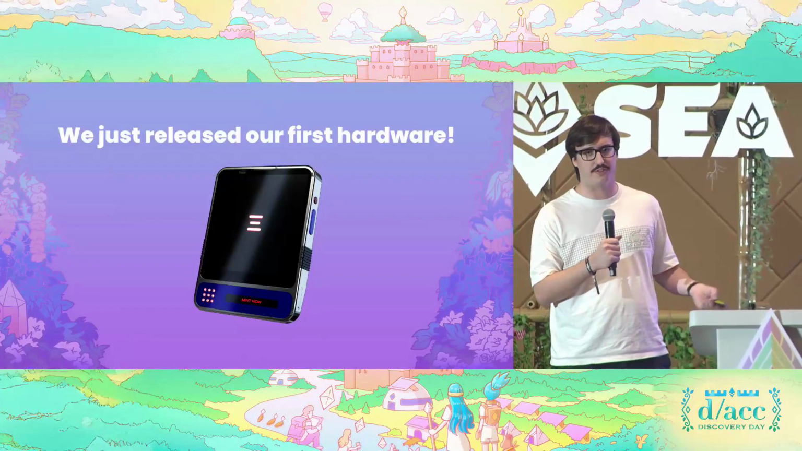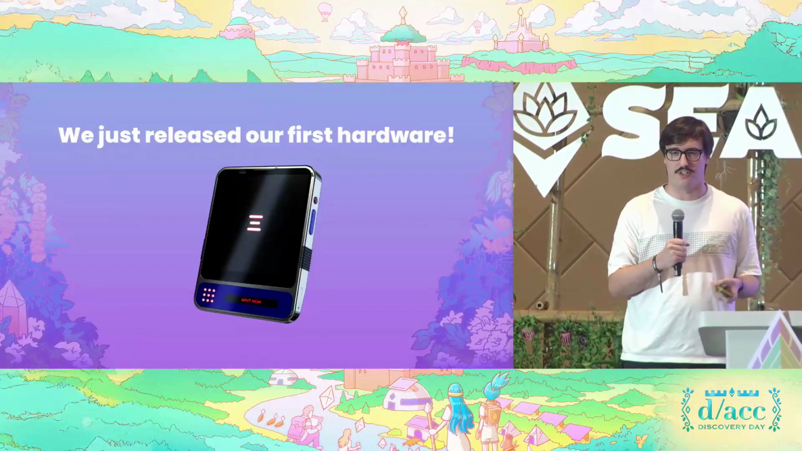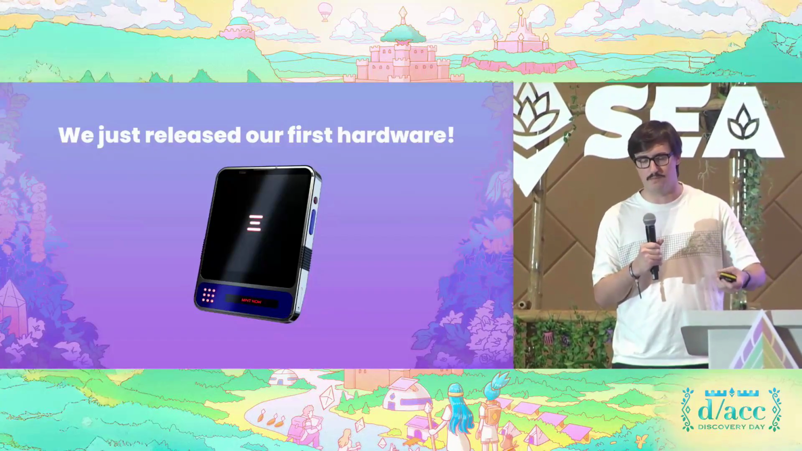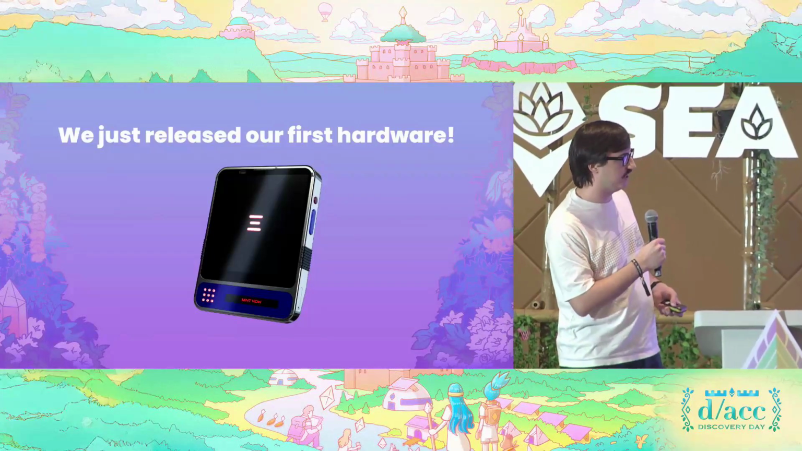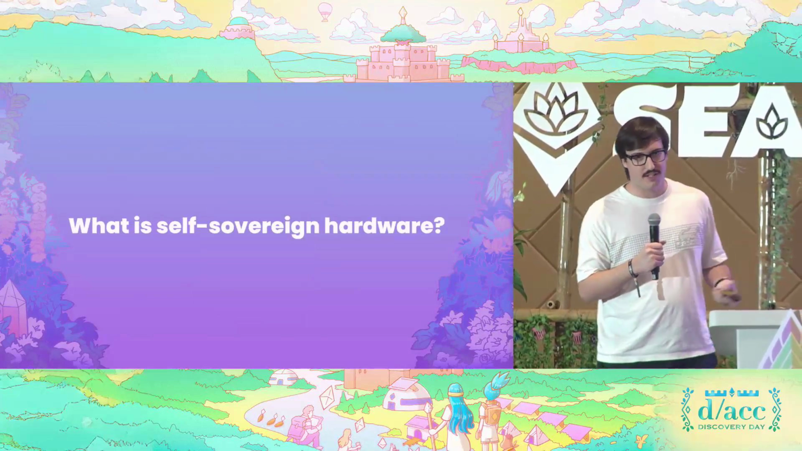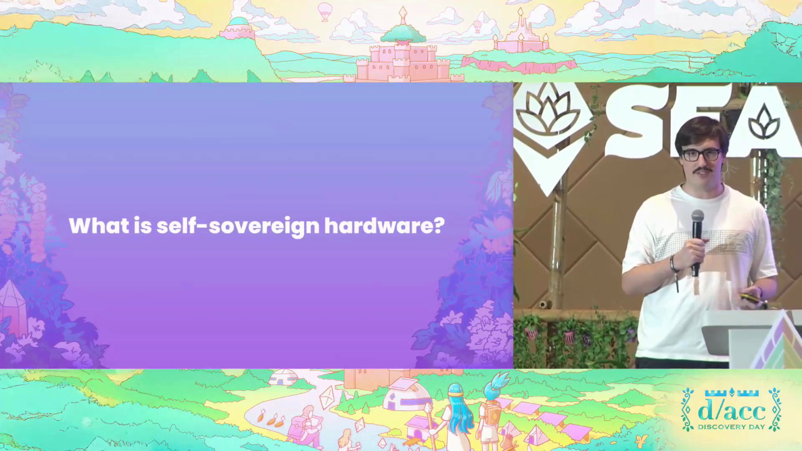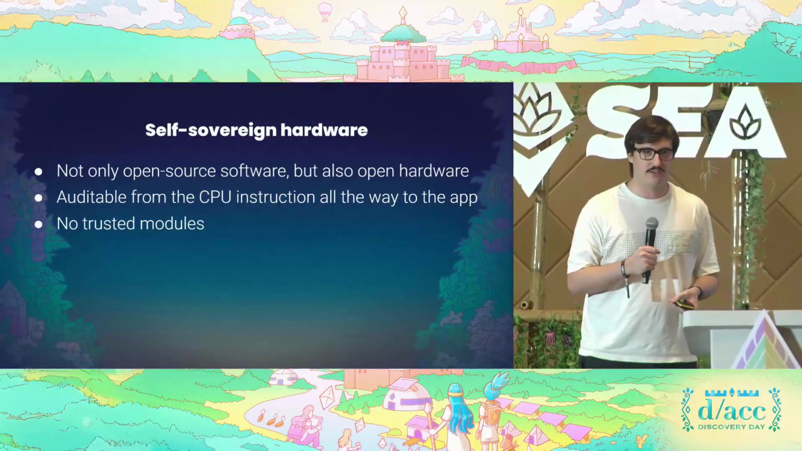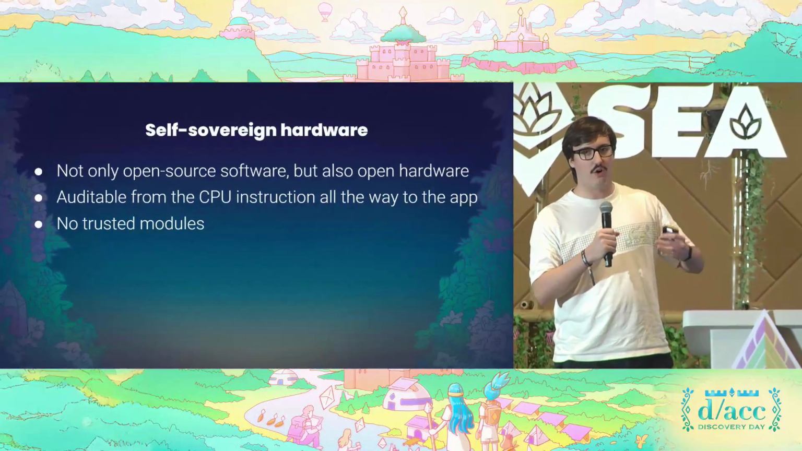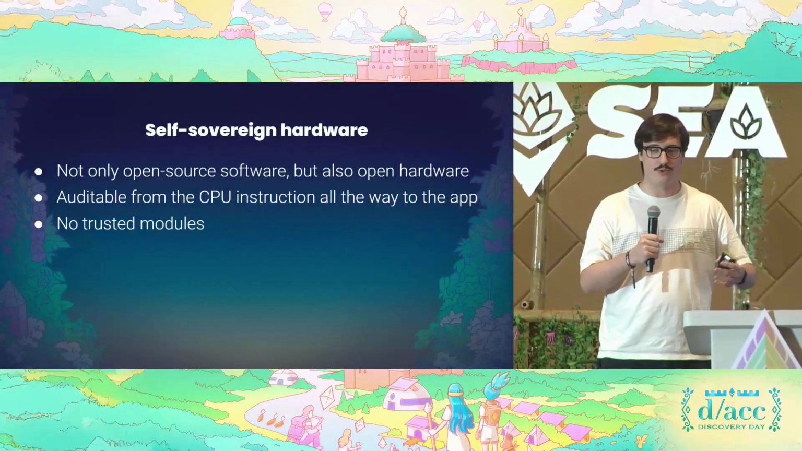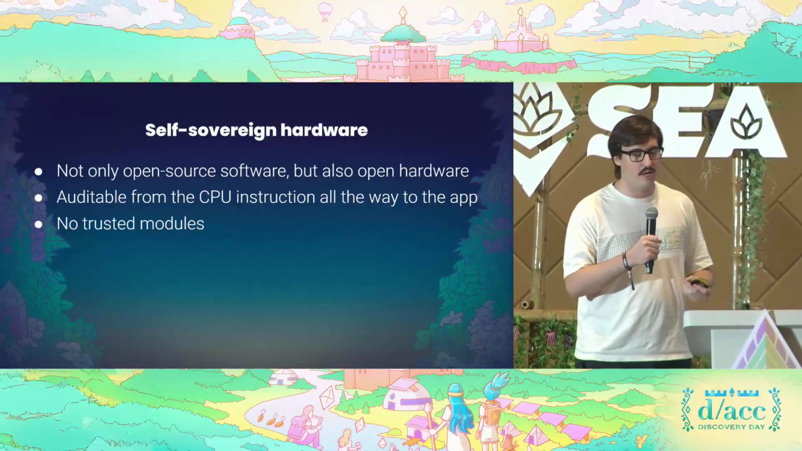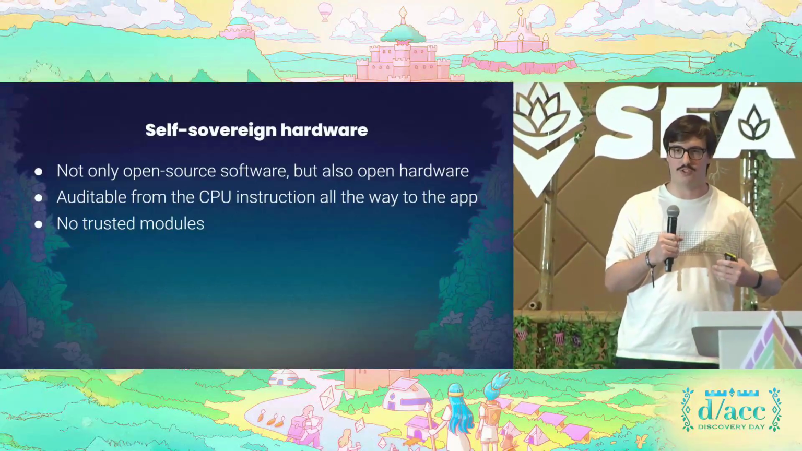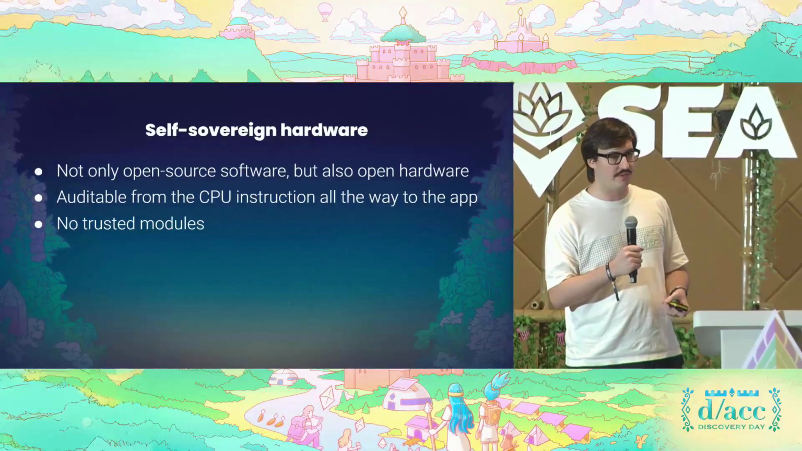It's called that because it's our very first device on our journey, and our big mission is self-sovereign hardware. And basically, what is self-sovereign hardware? I'm glad you asked. I wrote a blog post about it last year. For me, self-sovereign hardware is where not only the OS that runs on top of it is open source, which we have currently, ethOS is fully open source, but also the hardware is open and inspectable. Literally from the CPU instruction all the way to the app. It's a big mission, but I think it's very important.